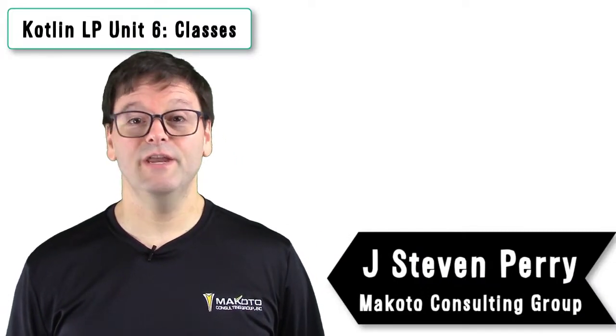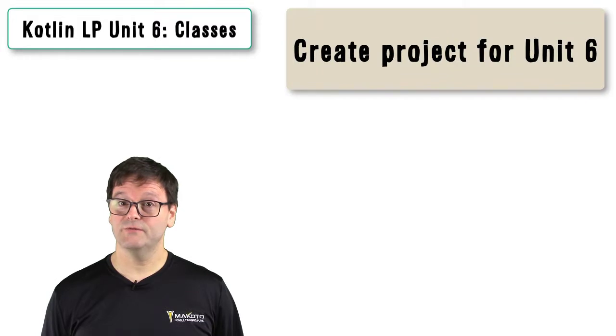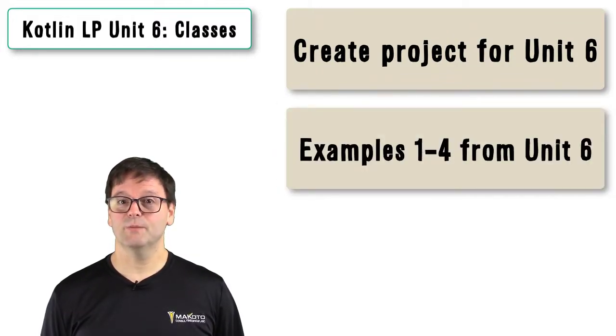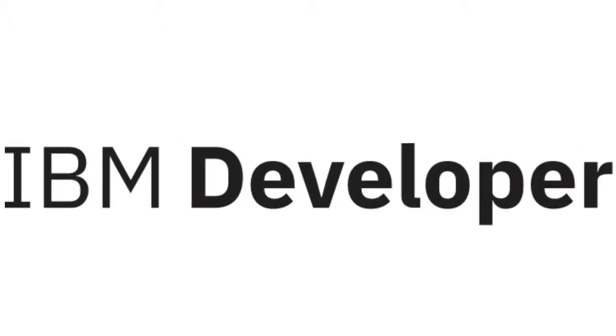Classes are at the heart of any object-oriented programming language, and Kotlin is no exception. In this video, I'll show you how to work with classes. Here's what you'll see in the video. Create a project in IntelliJ for the source code for Unit 6, and walk through examples 1 through 4 from the unit. This video accompanies Unit 6 of my Kotlin Learning Path, which you can find only at IBM Developer. You'll find a link in the video description. Let's get started.